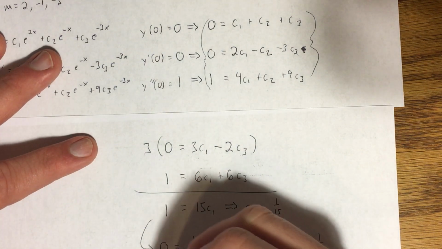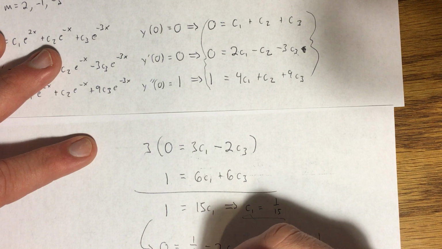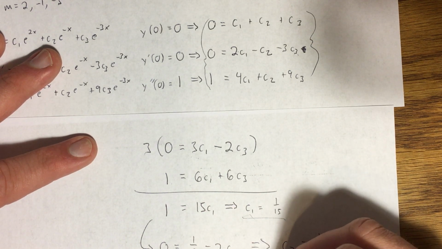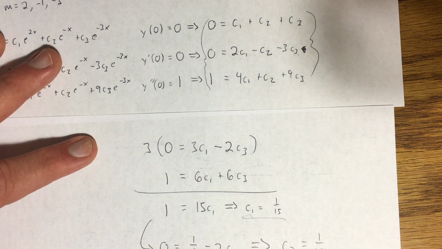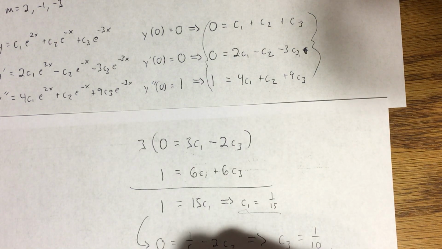So we have 0 equals c1, which is 1/15, plus c2, which we don't know yet, plus c3, which is 1/10. 1/15 plus 1/10, with a common denominator, is 2/30 plus 3/30, or 5/30, which is the same thing as 1/6, making c2 equal to negative 1/6.